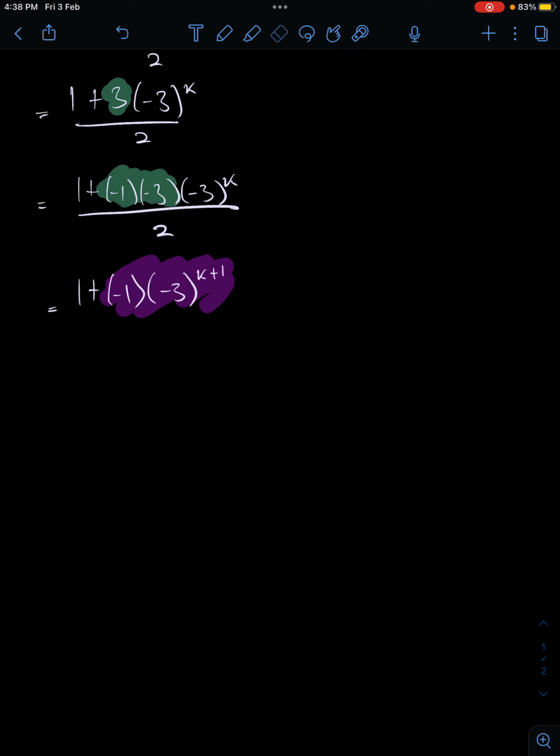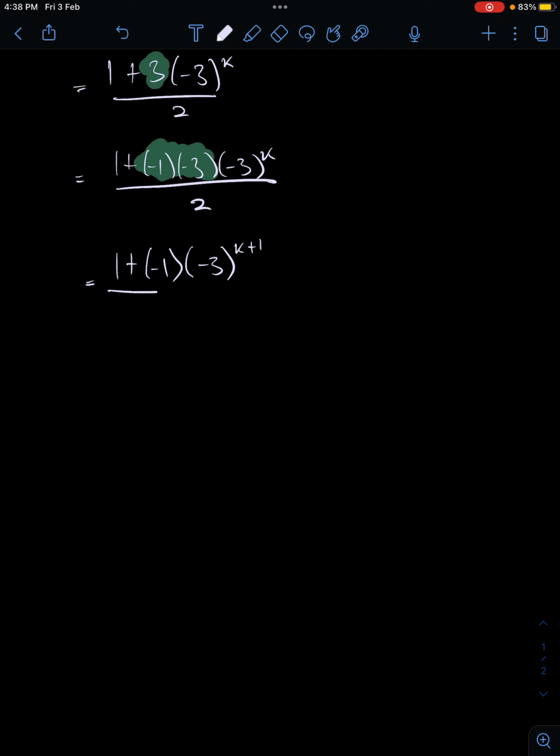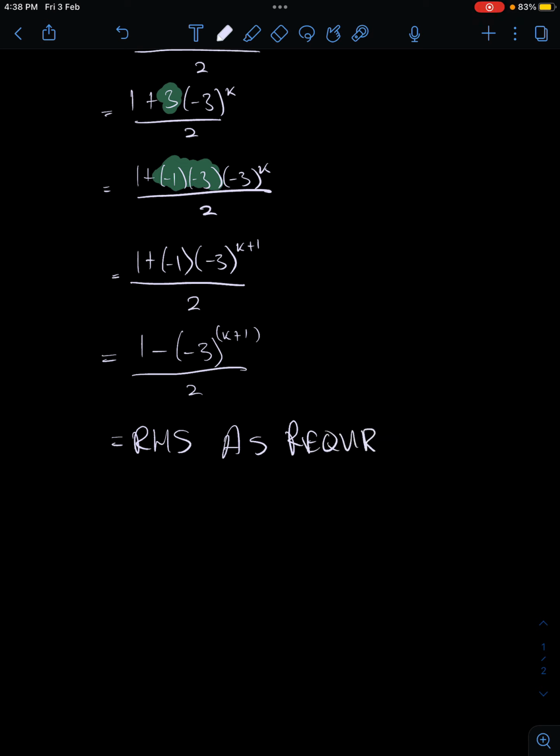Now that we've got that, just erase this highlighting. Go down over 2, and finally, to simplify it out, we don't need a plus and a -1 next to each other. We can just say minus -3 to the k plus 1 over 2 equals right hand side as required.